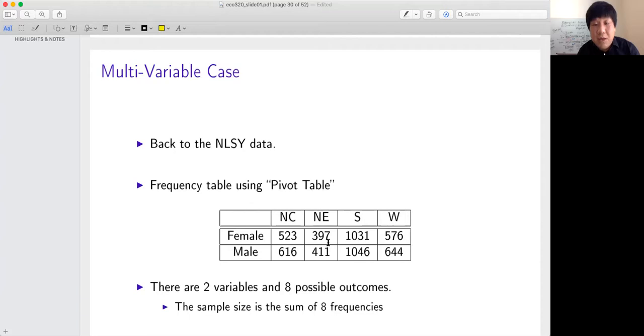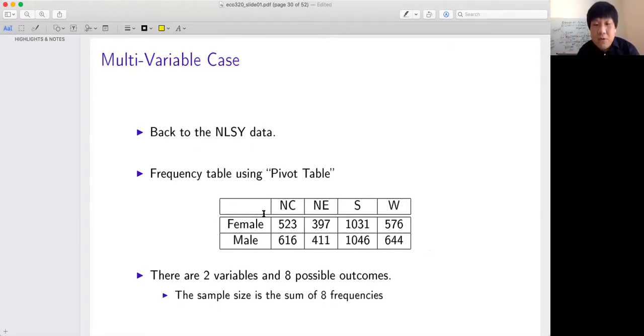So this is another type. I'm going to demonstrate this later, maybe in 2 weeks or something, in Tableau. So you will see how you get this. For example, say you have a 5,200-something data set, but how do you get, okay, 523 people are living in North Central and they are female, and 397 people are living in Northeast and at the same time they are female. So this is a kind of joint distribution, right? Based on that, you can find the joint probability.